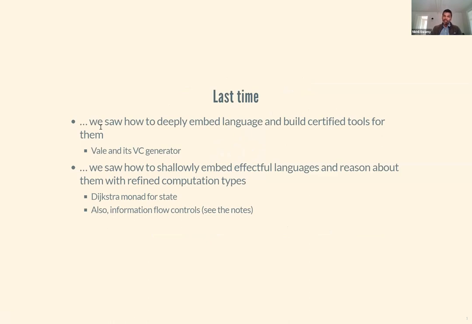Right, so a quick recap from last time. We looked at how to embed, first, a deeply embedded language in F star. We looked at this Vail assembly language and its VC generator. And then we saw how to embed effectful languages and reason about them using refined computation types. And I showed you this Dijkstra monad for state.